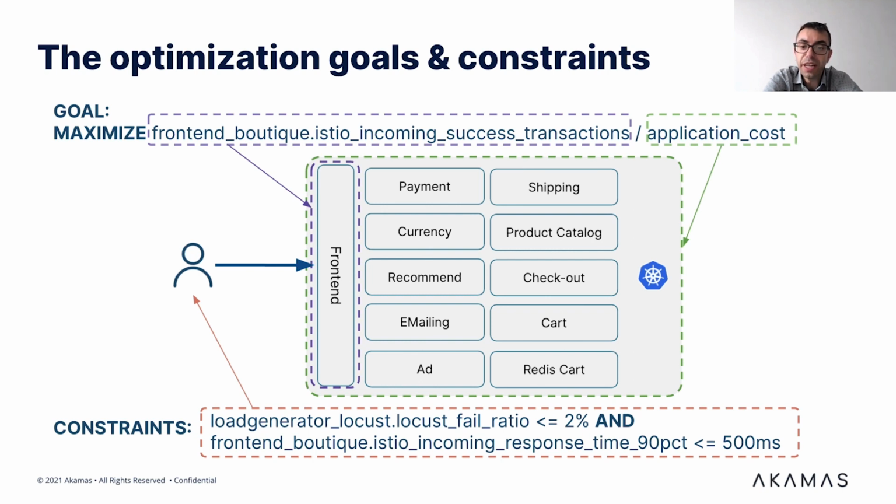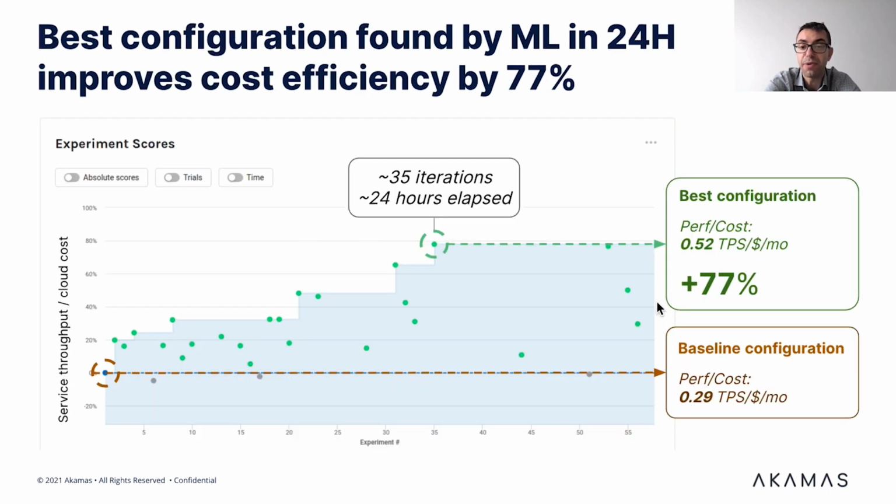The machine learning algorithm we have implemented at Akamas also allows us to set constraints on which configurations are acceptable. In this case, we state that configurations should have a maximum 90th percentile latency of 500 milliseconds and an error rate lower than 2%. That is it. At this point, the machine learning-based optimization can run automatically while we are relaxing or doing some other important stuff. Let's see what result we got.